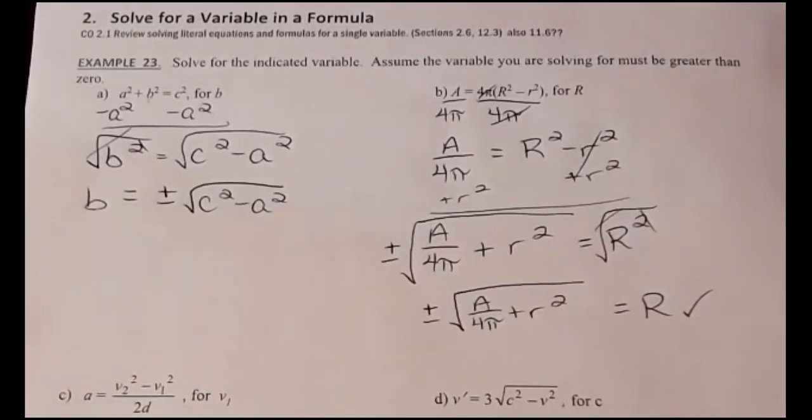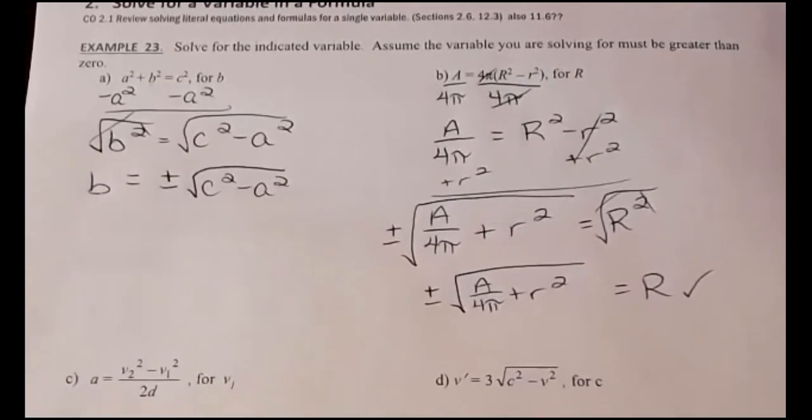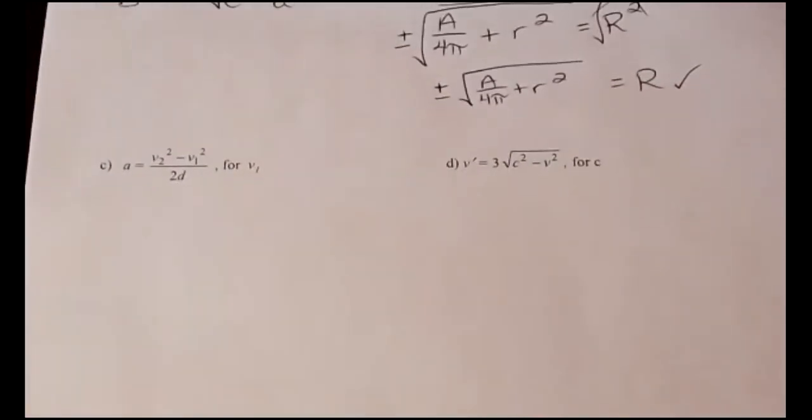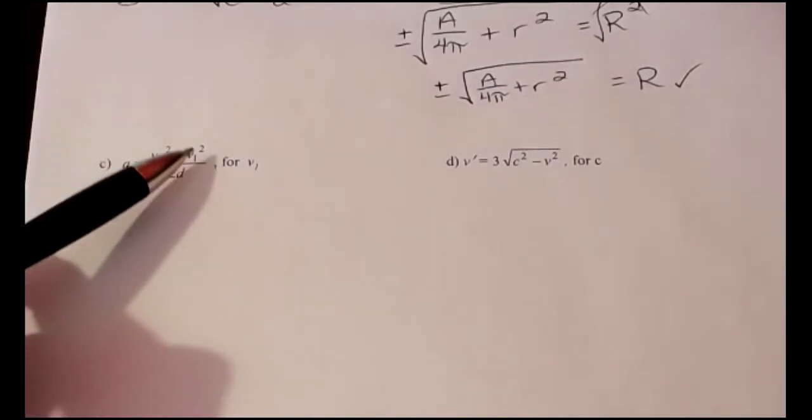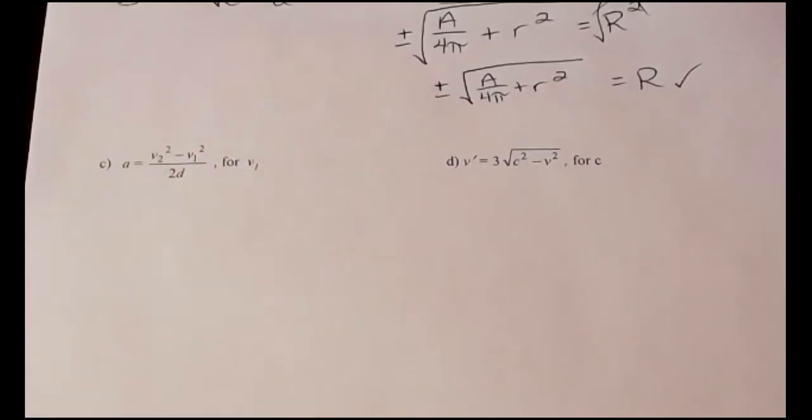I told you it'd be pretty straightforward and not too bad at all, actually. Let's look at part C. We have a is equal to that fraction. This is v sub 2 squared minus v sub 1 squared all over 2d.